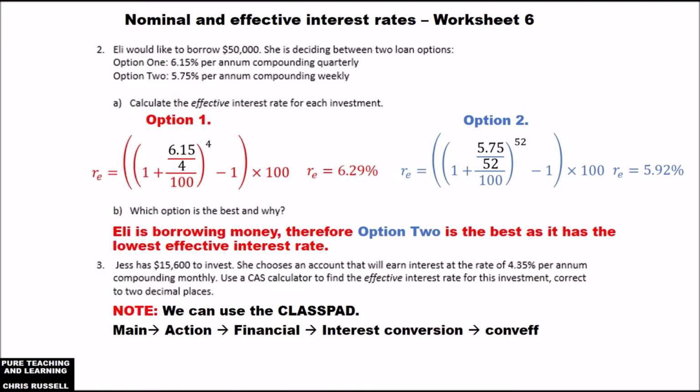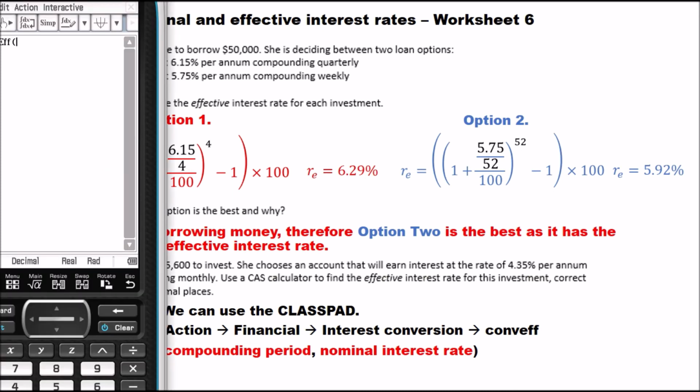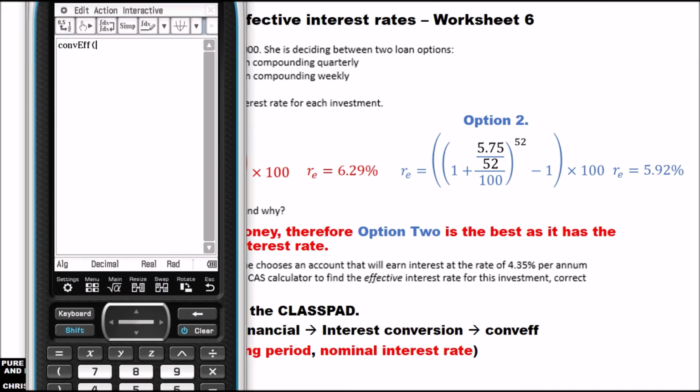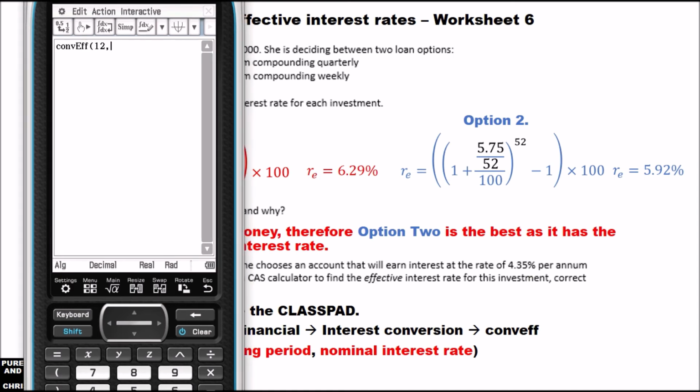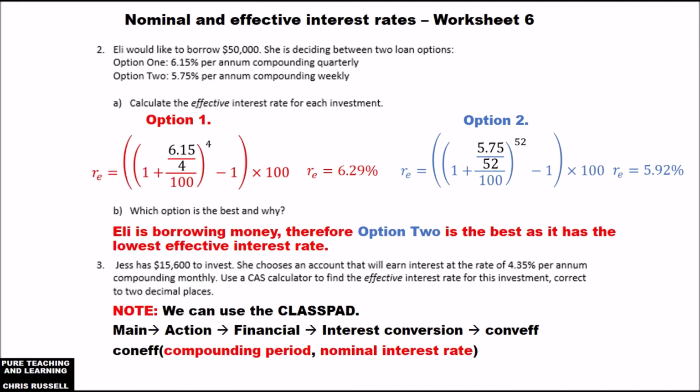Now, you just have to remember, how do we use this function? We put in the compounding period first. So in this case it's monthly, so we go 12, comma, and the nominal interest rate, which was 4.35. Execute, and we end up getting, to 2 decimal places, 4.4. Now with the 3, the next digit after the 3 is 5 or more, so therefore we have to round up. So we end up getting 4.44%.